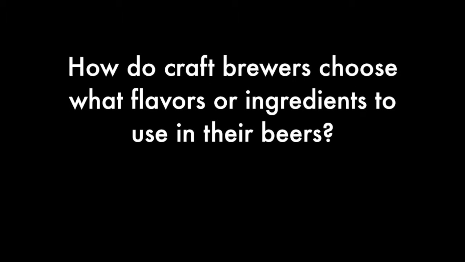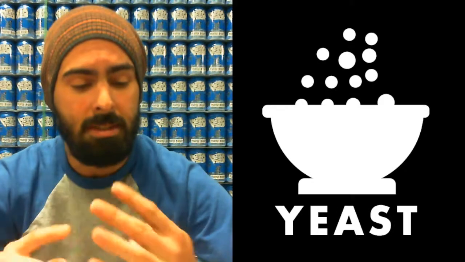The first question comes in from Molly, and Molly asks, how do craft brewers choose what flavors or ingredients to use in their beers? Ultimately, what we do as brewers depends on the type of brew that we want to make, but it comes down to 4 basic ingredients. The first of which is the malt, second, the hops, third, yeast, and fourth, sometimes we'll even play around with the water a little bit.